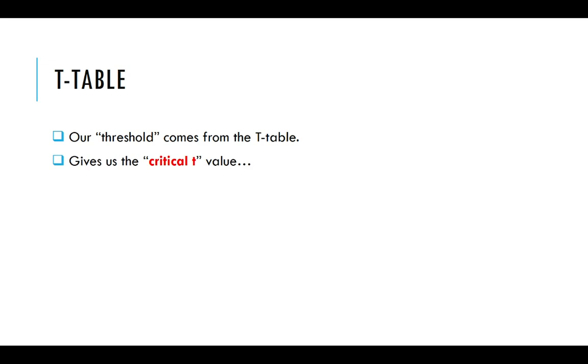As we said, we need to use our t-table here, and that's where our threshold comes from. Our threshold, the thing that we have to clear with our statistics, comes from the t-table. It gives us the critical t value, or t critical value. I'm going to say it both ways. The t critical, or the critical t, and this is important, it's the cutoff point between rejecting the null hypothesis and failing to reject the null hypothesis. It's that cutoff point. If you're below it, you didn't clear the bar. If you're above it, you clear the bar.